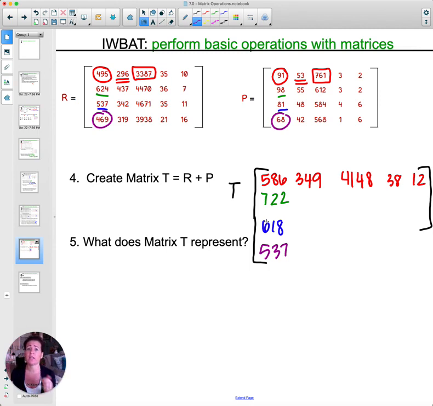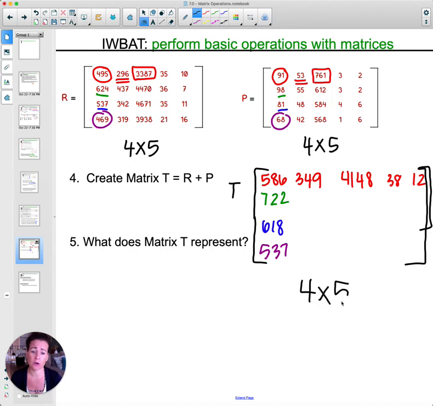So you would need to have matrices that are the exact same dimensions. Remember that the dimensions of this one was 4 by 5, and the dimensions here was 4 by 5. So then they were the exact same shape and the exact same size. So we would just add the corresponding elements to get that whole matrix filled in. And then this matrix is also going to be 4 by 5.